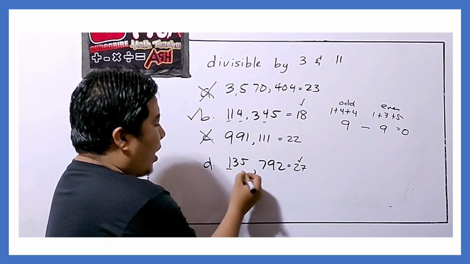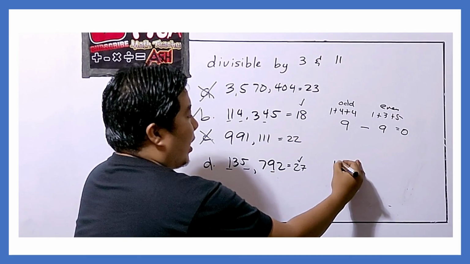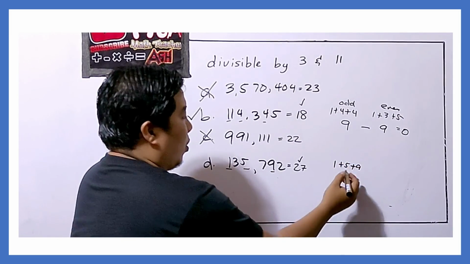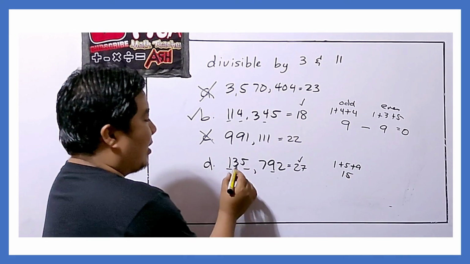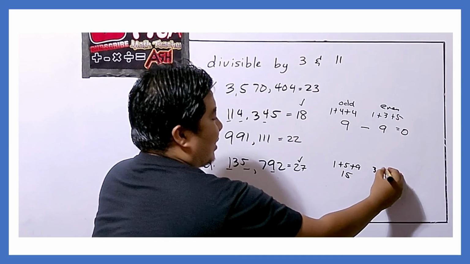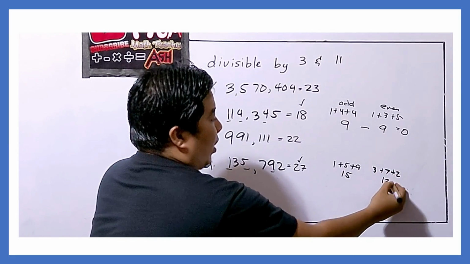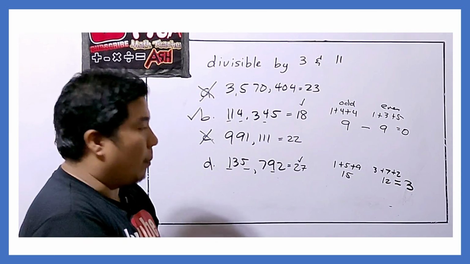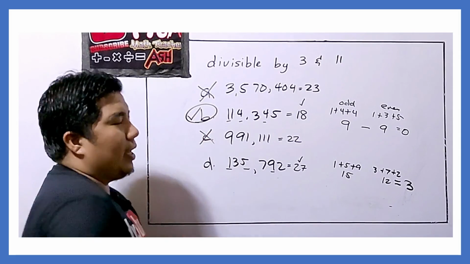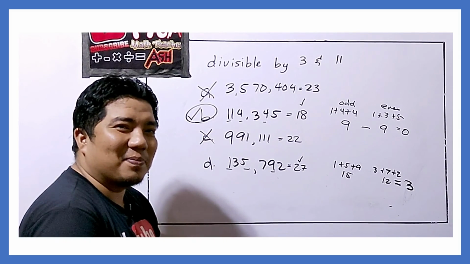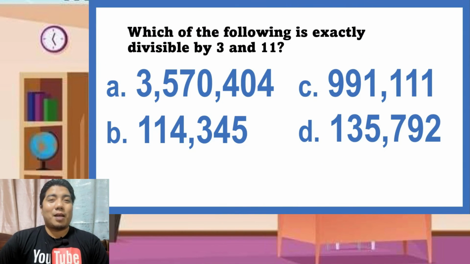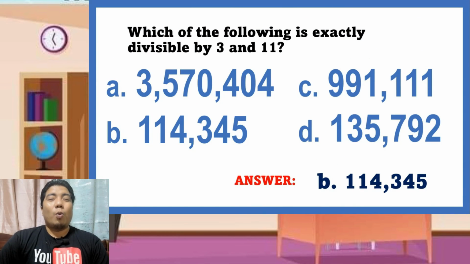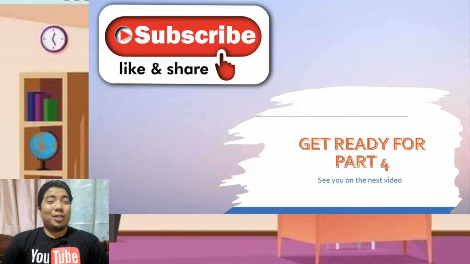Okay, let's try. 1, 5, 9. So if we get 1 plus 5 plus 9, we have 15. Now, we get 3 plus 7 plus 2, so that will give us 12. If we subtract 15 and 12, the answer is 3. And 3 is not divisible by 11. So therefore, the correct answer is letter B. Easy, right? And the correct answer, my dear math learner, is letter B, 114,345. Easy, right?